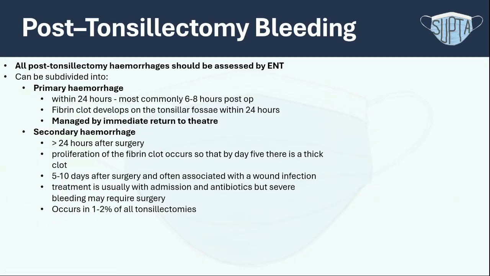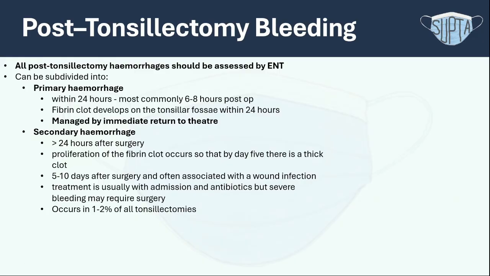And now post-tonsillectomy bleeding. So should always be assessed by ENT and can be subdivided into primary hemorrhage and secondary hemorrhage. So primary hemorrhage tends to occur within 24 hours, however, most commonly 6 to 8 hours post-op, and then fibrin clots can develop on the tonsillar fossae, and it's managed by the immediate return to theatre.